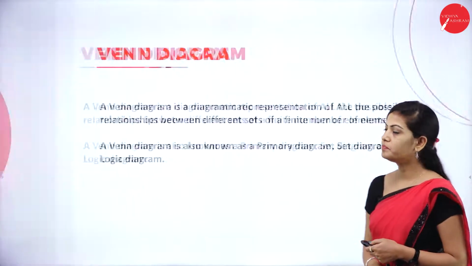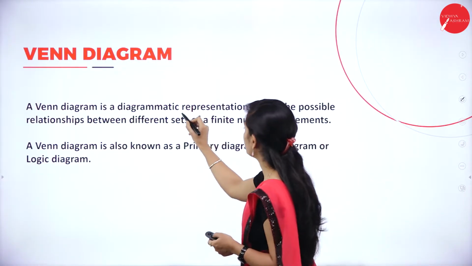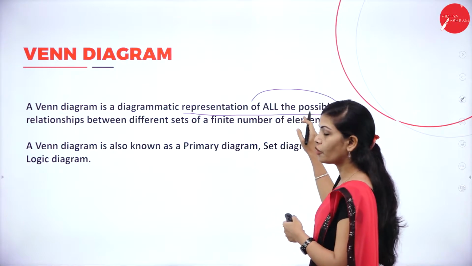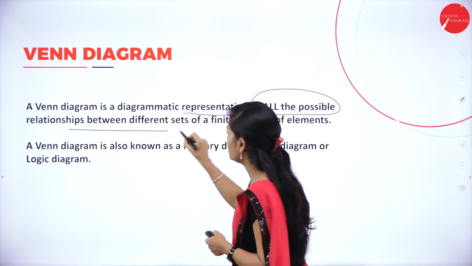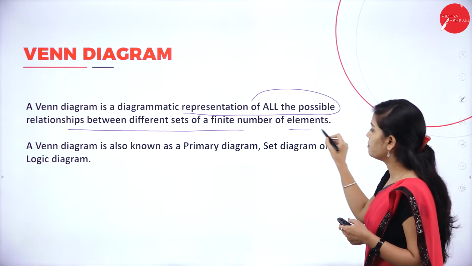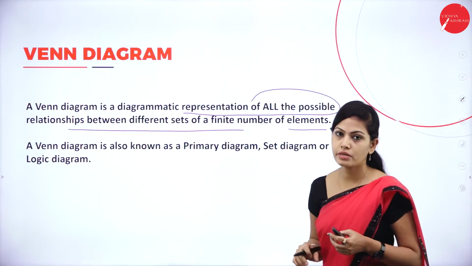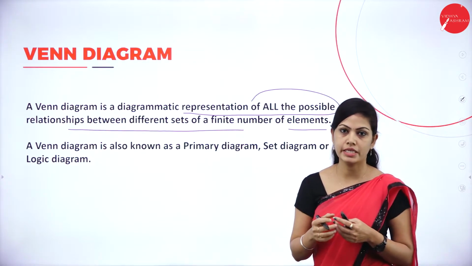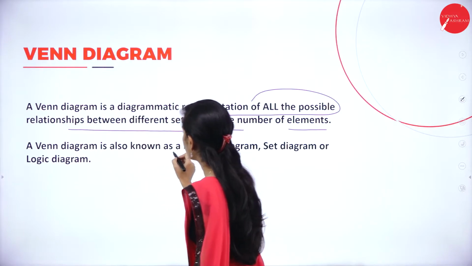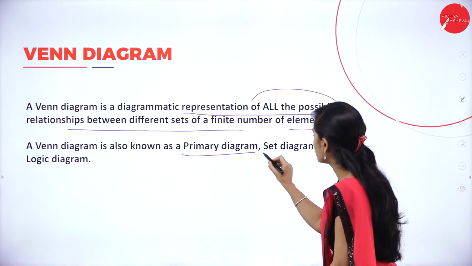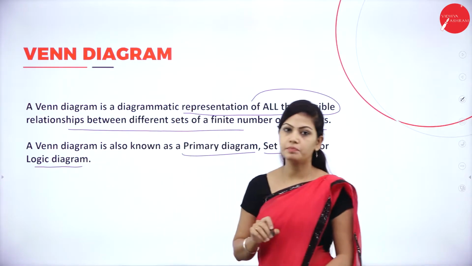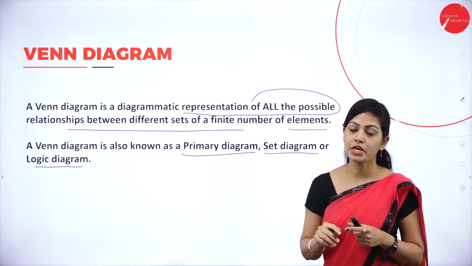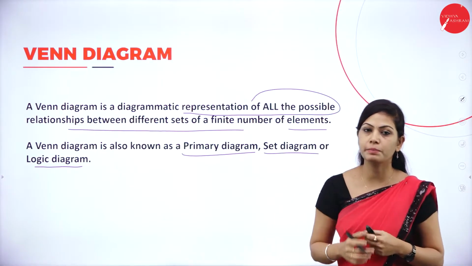So what is this Venn diagram? A Venn diagram is a diagrammatic representation of all the possible relationships between the different sets of a finite number of elements. A Venn diagram is a pictorial, graphical representation of relations between two sets or infinite sets. It is also known as a primary diagram, set diagram or logic diagram. It is a graphical representation of all possible sets.